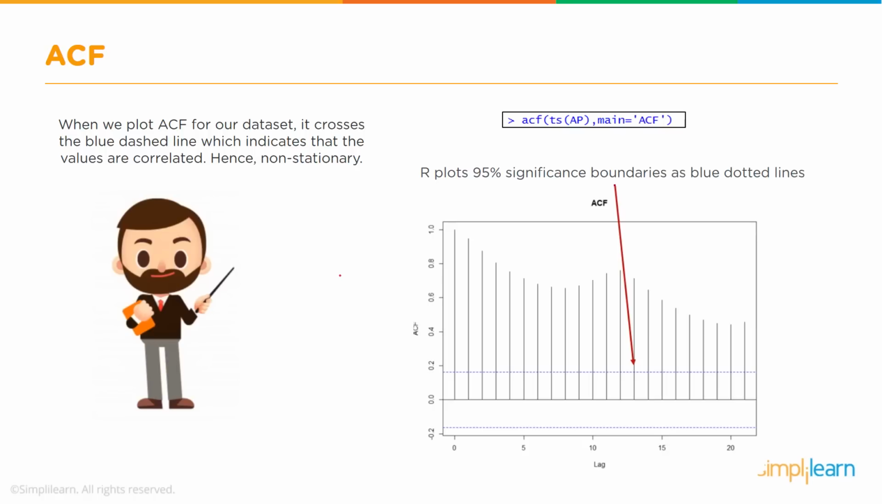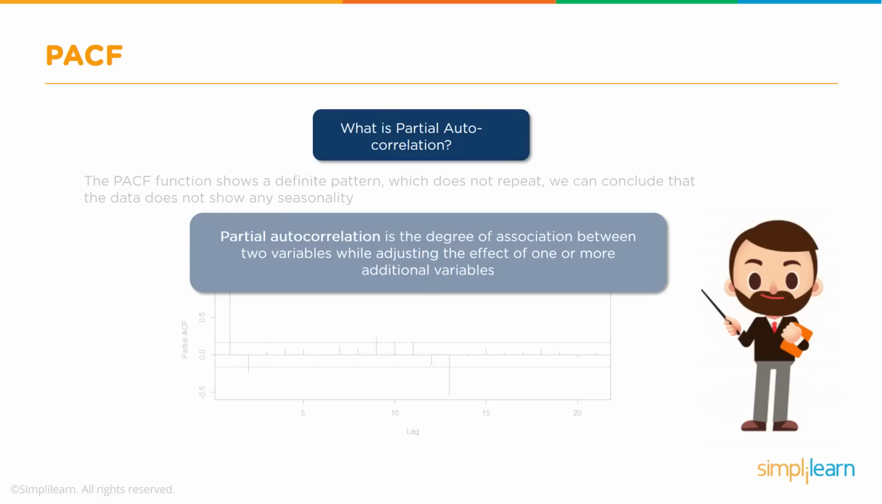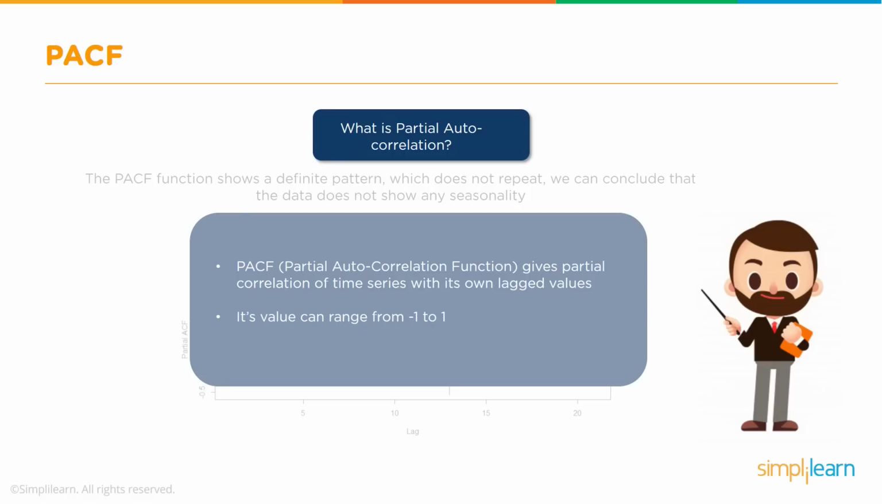Okay, so that is ACF, and we will see that in our RStudio in a little bit. And similarly, you have the partial autocorrelation function. The partial autocorrelation function is the degree of association between two variables while adjusting the effect of one or more additional variables. This again can be measured and it can also be plotted, and its value once again can go from -1 to 1, and it gives the partial correlation of a time series with its own lagged values.